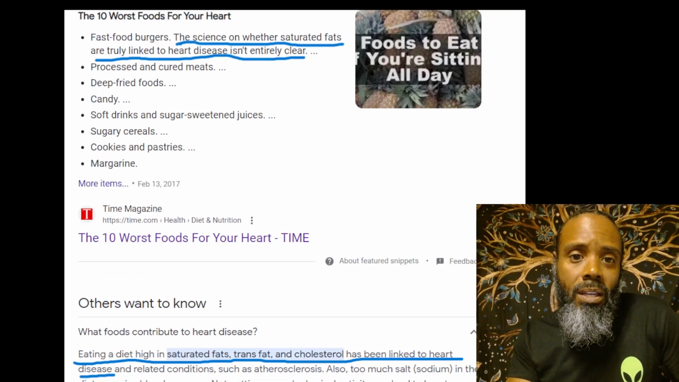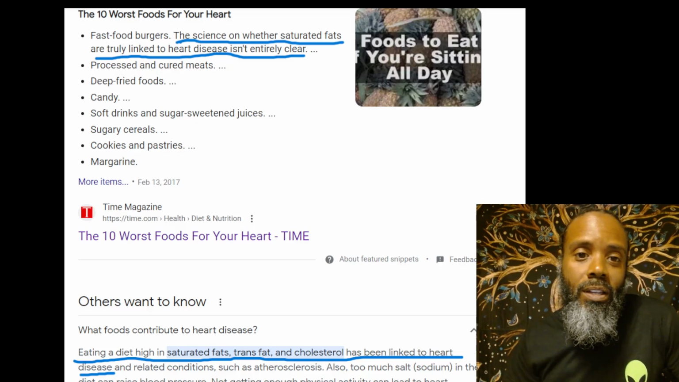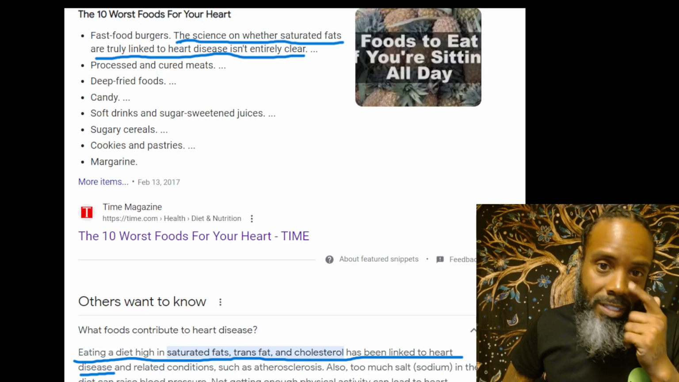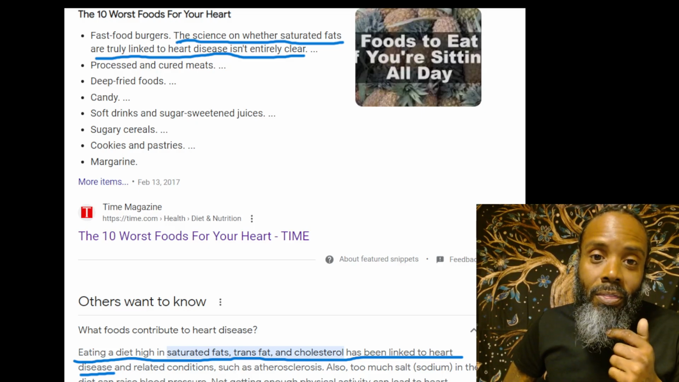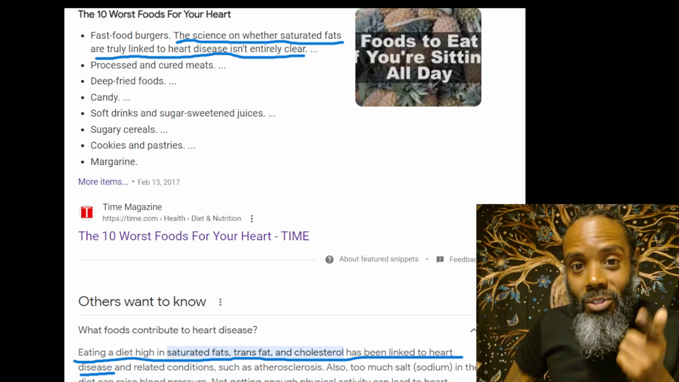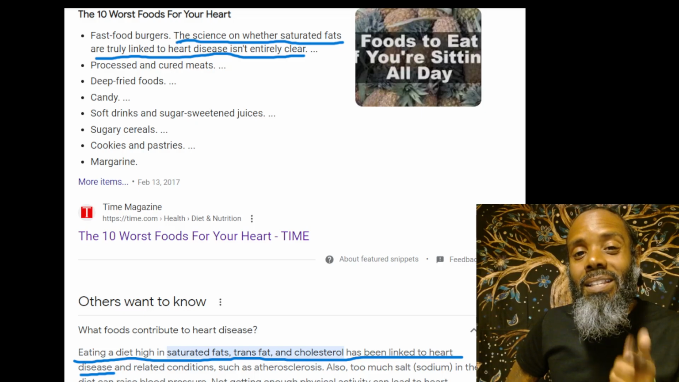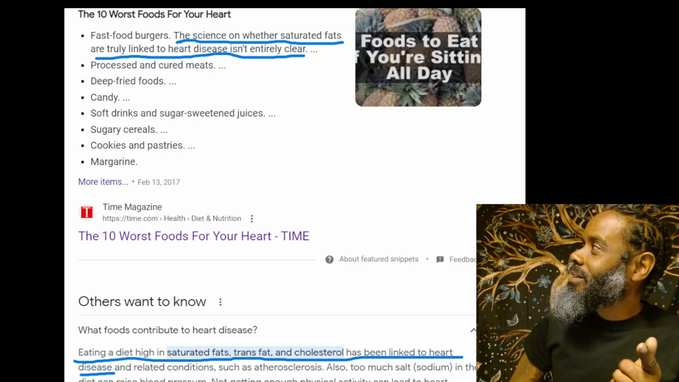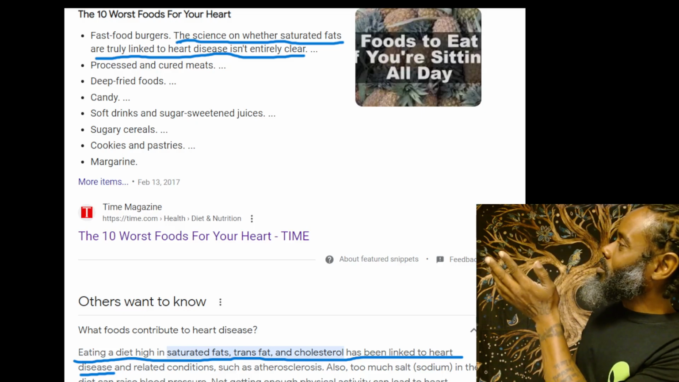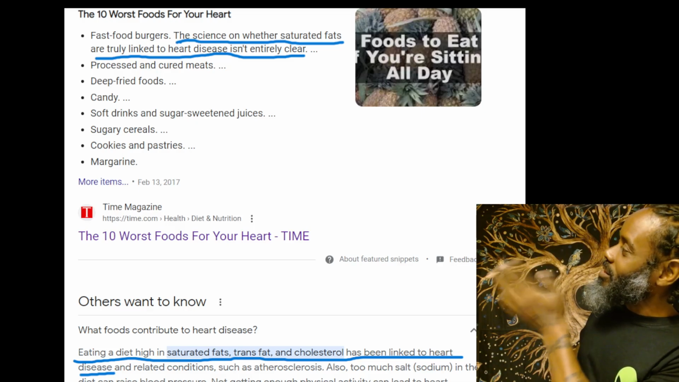So, what are the 10 worst foods for your heart? You got fast food burgers, and I underlined this because I found this interesting. The science, according to this here, on whether saturated fats are truly linked to heart disease isn't entirely clear. So you're the only group of people that don't understand that saturated fats are linked to heart disease.